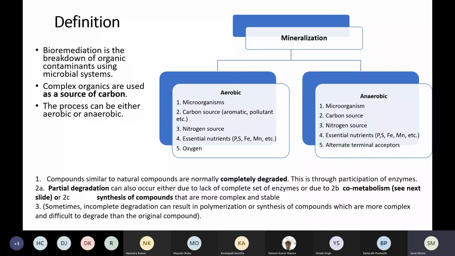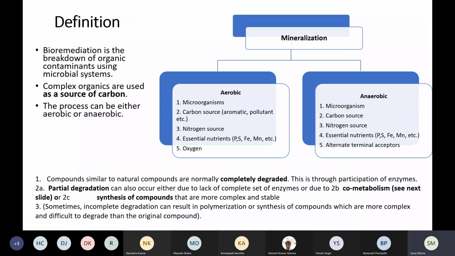So I hope all of these points are clear to everybody. Either you have the option that microbes can bring about a complete degradation, or there could be partial degradation, which could result in so many of these activities. This last point, that is synthesis of compounds, is explained in the last point here.